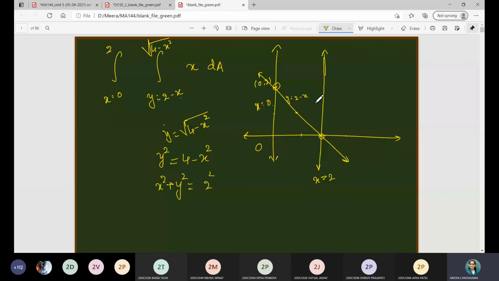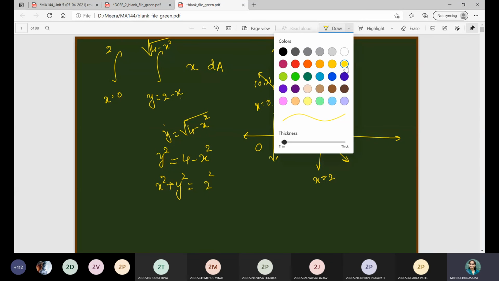So suppose this is the corresponding circle if I draw. So 2 comma 0 and 0 comma 2 will be the points which will lie on this circle, right? So it will be given by this expression x square plus y square is equal to 2 square, that is 4. So let us see the region we are given.